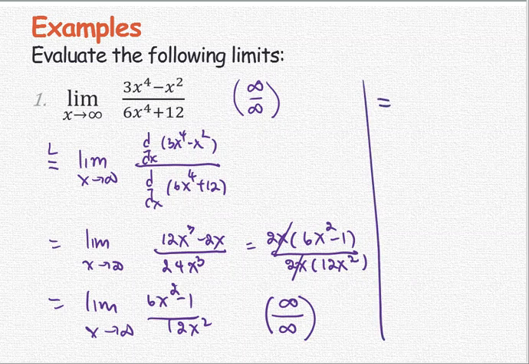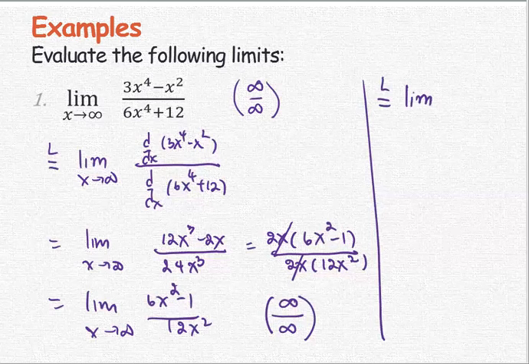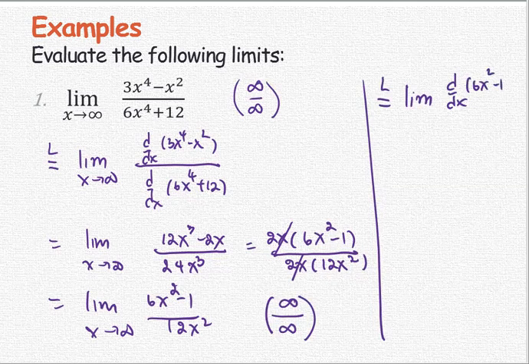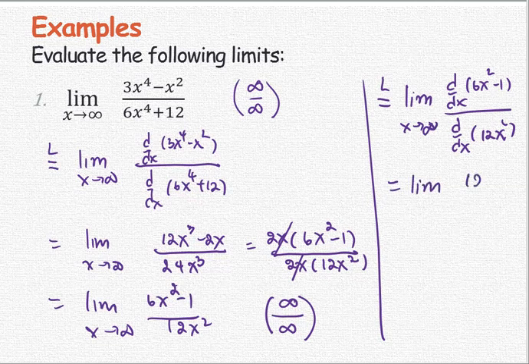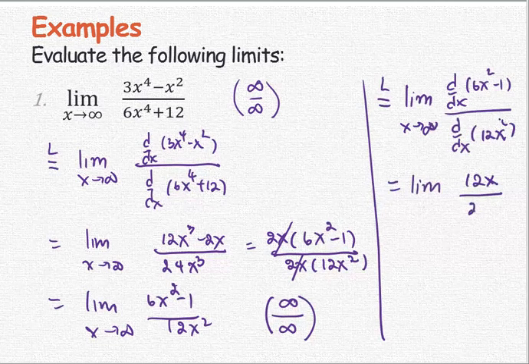Then we continue using L'Hopital at the next step by finding the derivative of the numerator divided by the derivative of the denominator, as x approaches infinity. The derivative of the numerator becomes 12x. The derivative of the denominator becomes 24x. Simplify to get the value 1 over 2 as the limit as x approaches infinity.